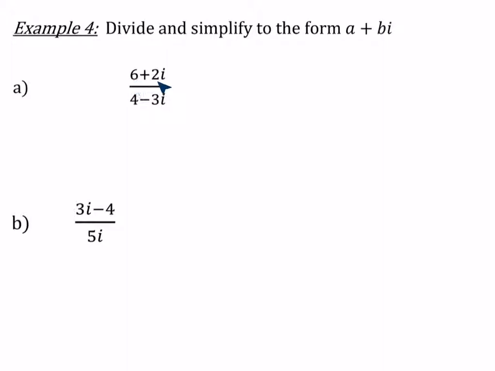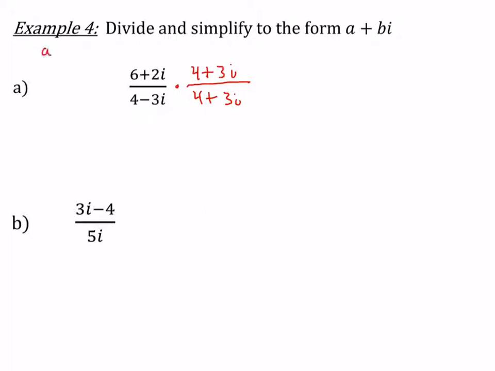Here we have 6 plus 2i divided by 4 minus 3i. And remember, fraction means divide. We want to get rid of the i's down here. We want to make the i's disappear. So to do that, we're going to multiply by the conjugate, 4 plus 3i, 4 plus 3i.